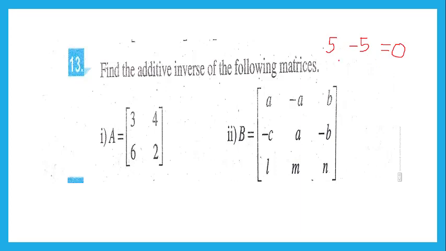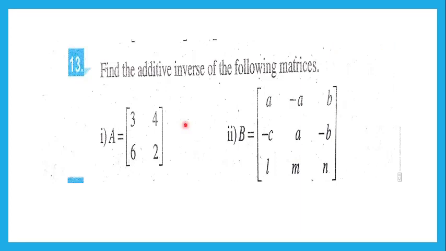Similar is the case with matrices. For each and every matrix there exists an additive inverse, so that when we add that matrix to the original matrix, the answer equals 0. So let's get into the solution.